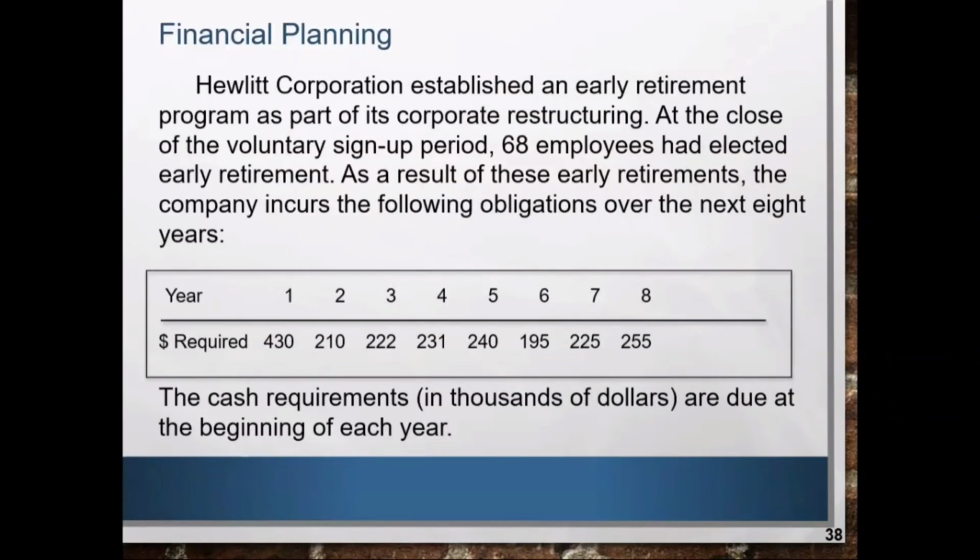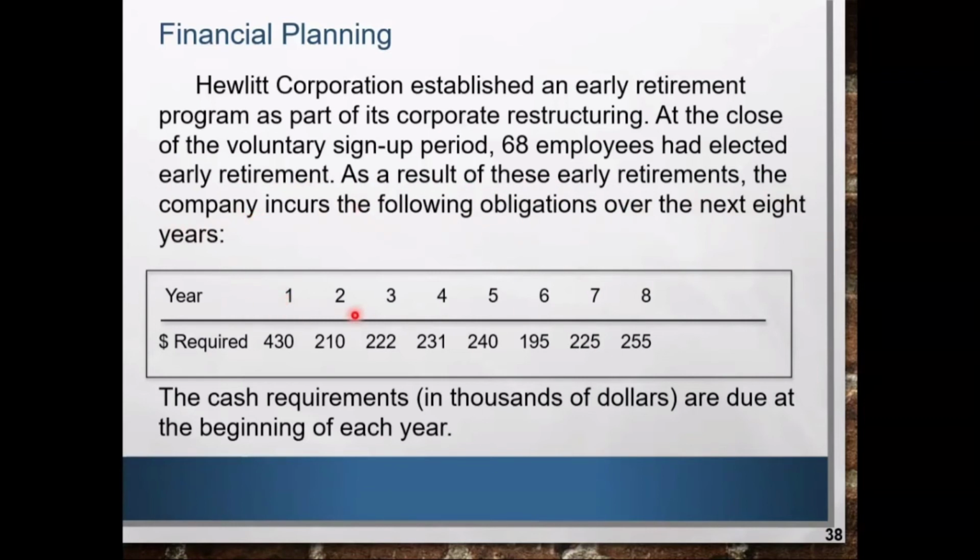We have a financial planning problem. So let's read first. Hewlett Corporation established an early retirement program as part of its corporate restructuring. At the close of the voluntary sign-up period, 68 employees had elected early retirement. As a result of these early retirements, the company incurs the following obligations over the next 8 years.